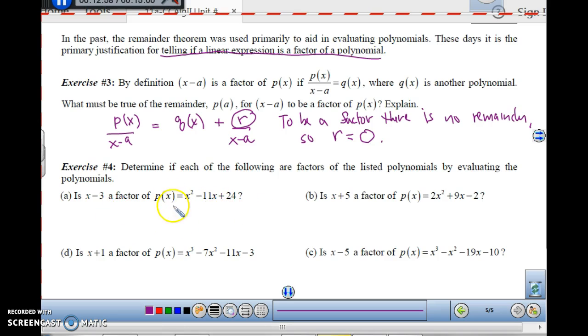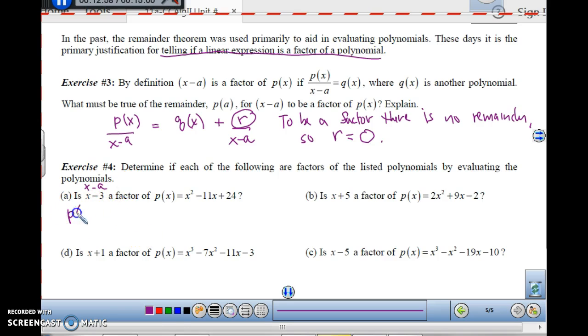Okay, so let's look at that down here. Determine if each of the following are factors of a list of polynomials by evaluating the polynomials. Is x minus 3 a factor of p of x equals x squared minus 11x plus 24? All right, so I need to know what my a value is. What is my a value if this is x minus a? All right, a would have to be 3.